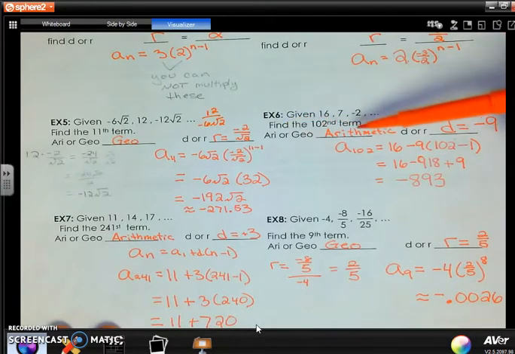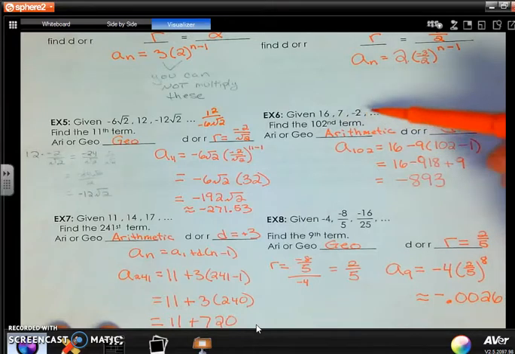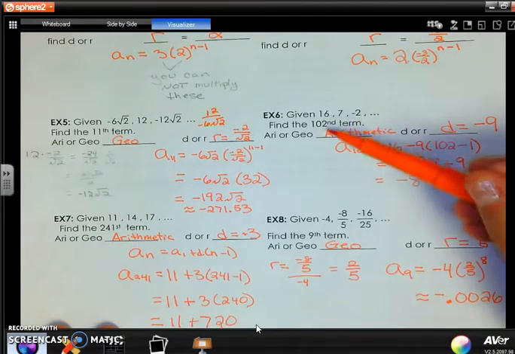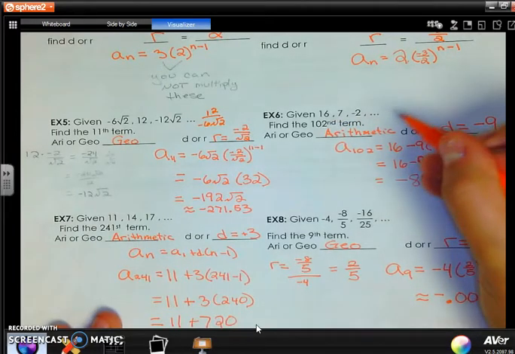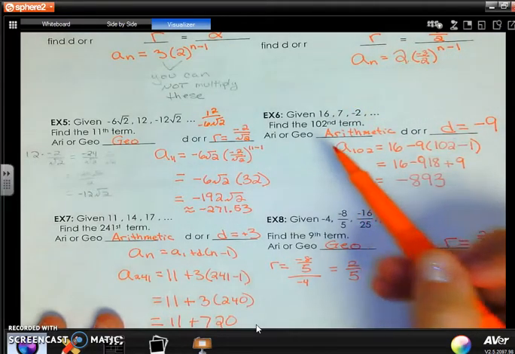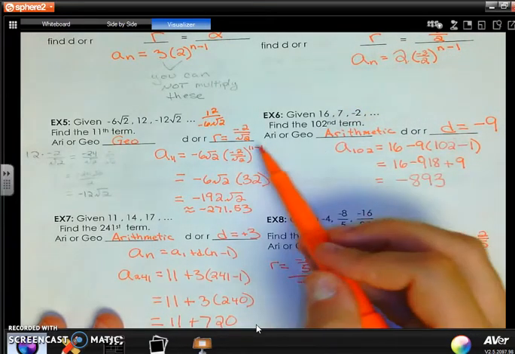Next, we have to find the 102nd term. So again, if it was just asking you for the 4th or 5th term, it'd probably be easier just to look at the pattern and be like, oh yeah, I could just figure it out. But if it asks you for the 102nd term, you probably don't want to sit there all day and have that list going and going and going. So the first thing you do is try to identify what's the pattern, what's the relationship between 16 and 7, and then does that same relationship hold to go from 7 to negative 2? So it looks like I'm subtracting 9 to get there. So if they're attached by subtraction, it's going to be arithmetic.